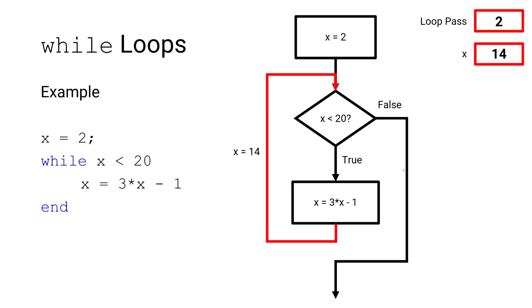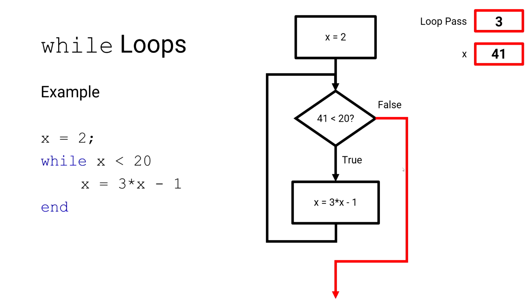We return to our logical expression, and it is still true. Our current value of x, which is 14, is less than 20. This logical expression is true, and we begin our third loop pass. Now we evaluate our statement. Our new value of x is equal to 3 times the old value of x minus 1. Our new value for x now has a value of 41. This time, when we evaluate our logical expression, our current value of x is actually greater than 20. So this statement is false, and our while loop ends.